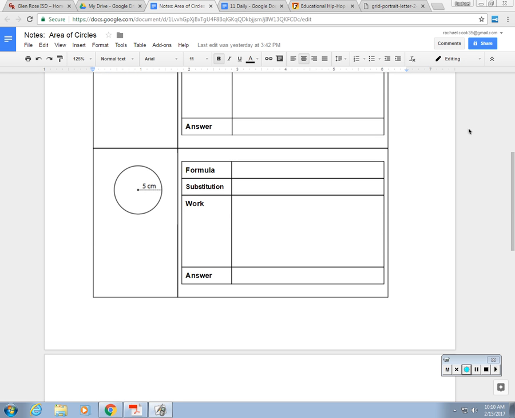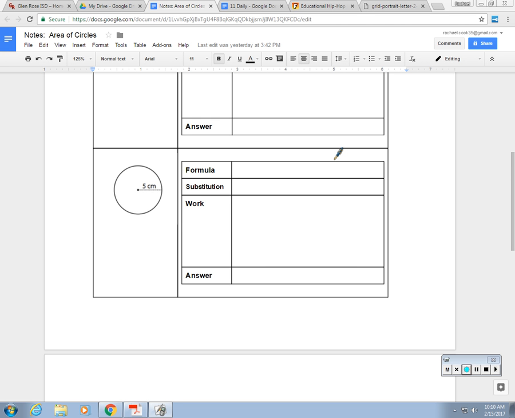Second one, what part of the circle do we know? We know the radius is 5 centimeters. Which formula are we going to write? A equals pi r squared.